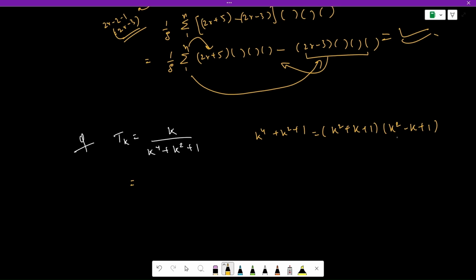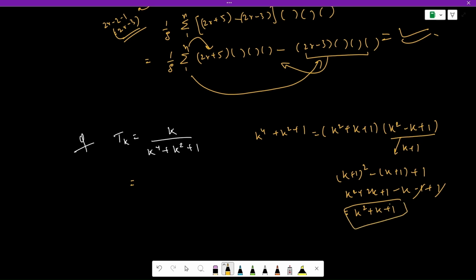Now here you can observe that if you put k plus 1 in this term, you will get (k plus 1) square minus (k plus 1) plus 1. So this is equal to k square plus 2k plus 1 minus k minus 1 plus 1. So this cancels and this is equal to k square plus k plus 1. That is equal to this. So if you put k to k plus 1 in this expression, we get this expression.